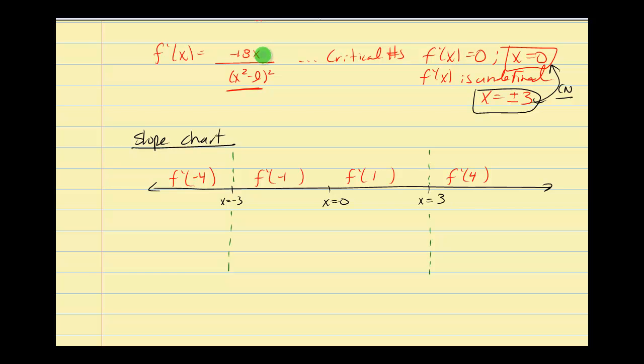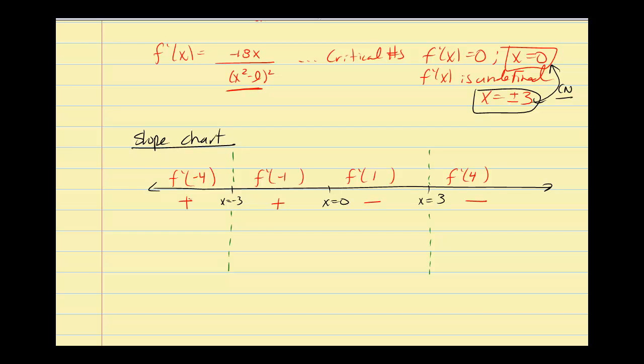So if I plug in a 4, I end up with a negative in my numerator, positive in my denominator, and a negative divided by a positive is a negative. If I plug a 1 into my numerator, I have a negative divided by a positive, which is a negative. If I plug in a negative 1, I have a positive, and for a negative 4, I have a positive number back out as well.